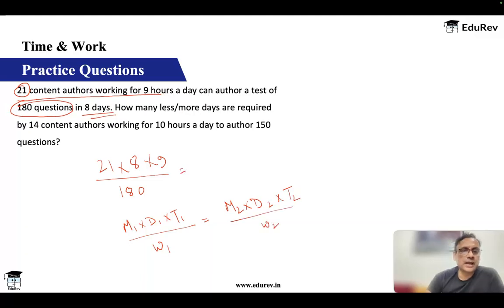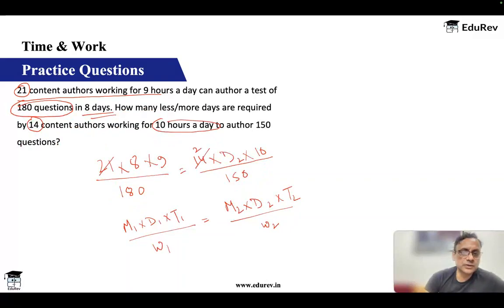So how many less or more days are required by 14 content authors? So M2 is 14. Days I don't know, days I have to find out, so I'll keep it as D2, into time. They're working for 10 hours a day, so 10 hours, and they have to do 150 questions. So this is going to be your equation, and you can see that this has only one variable, D2. Okay, so let's solve this.